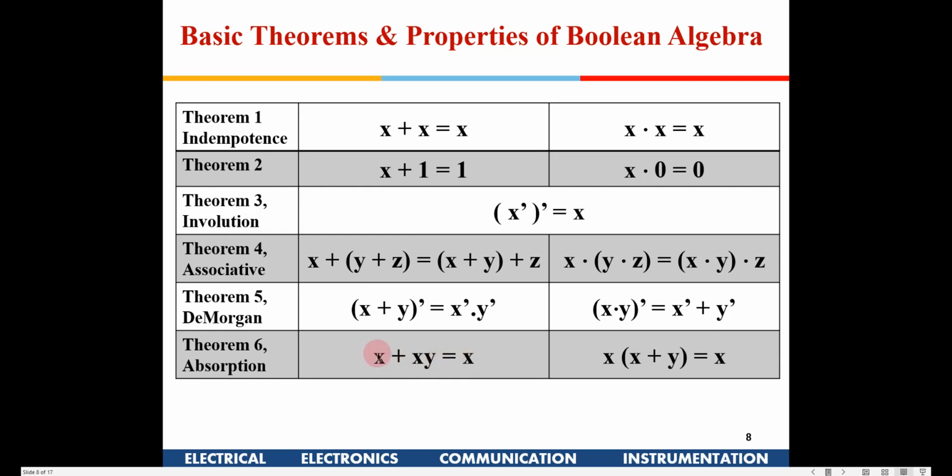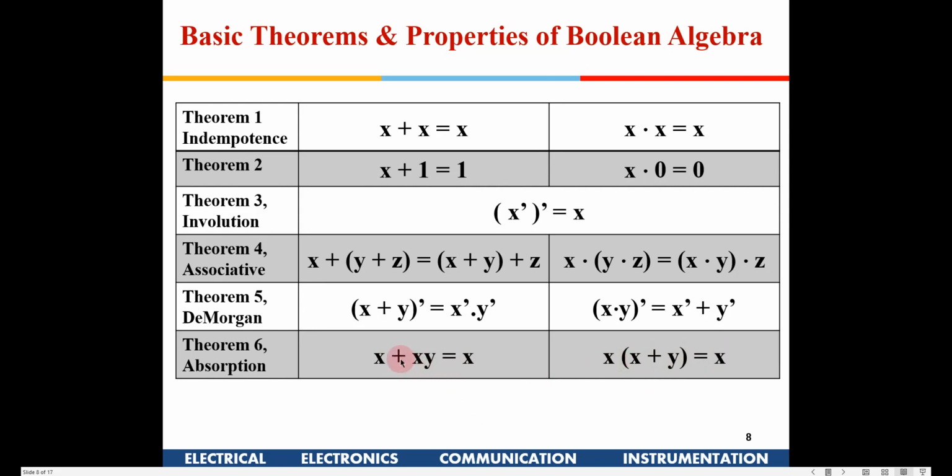If x is equal to 1, anyway it is an OR, so it doesn't matter what y is, it is going to be 1. Here also, when x is equal to 0, it doesn't matter what y is, because x is equal to 0, you get 0. So this term is redundant. Absorption means this term is getting absorbed by x, so that is why the name is absorption. The output is x.